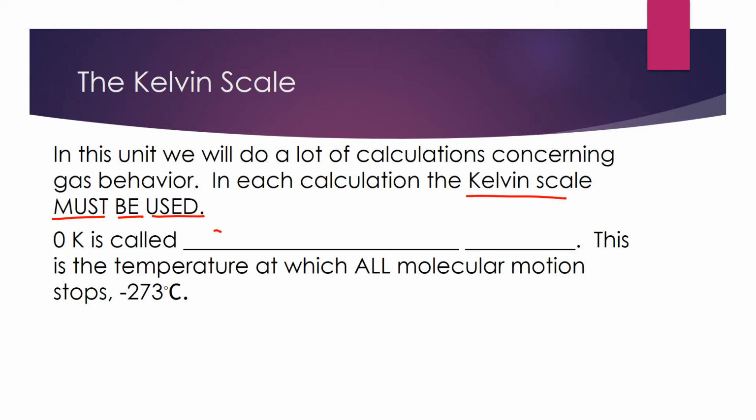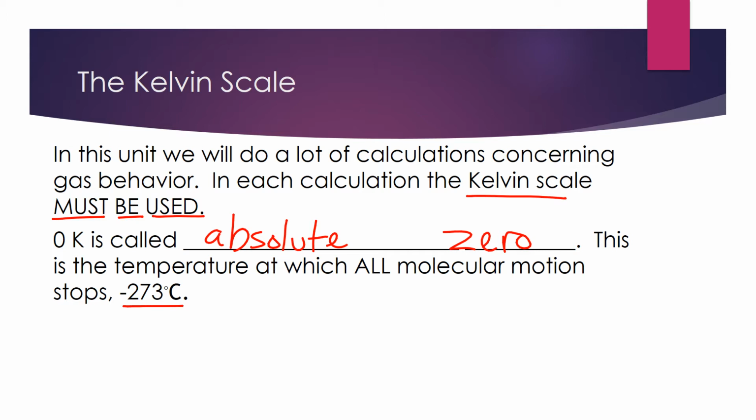0 Kelvin is known as absolute zero. And absolute zero is the temperature at which all molecular motion stops. That temperature is negative 273 degrees Celsius. Now, it's actually kind of cool to think about. Kelvin is called the absolute scale because of absolute zero.